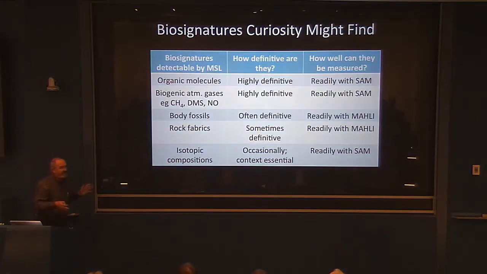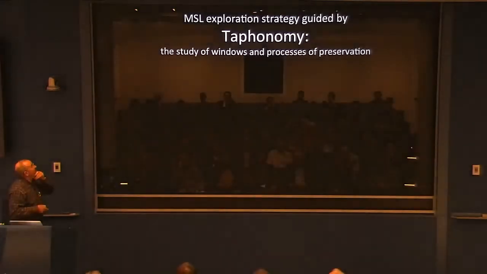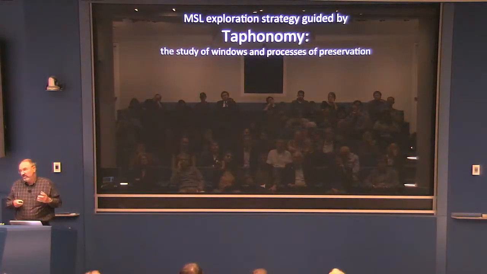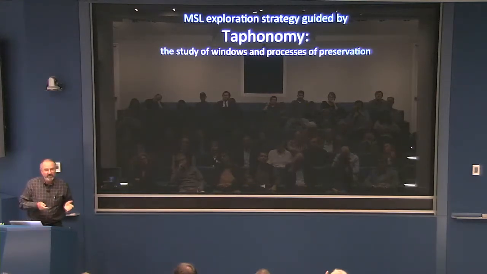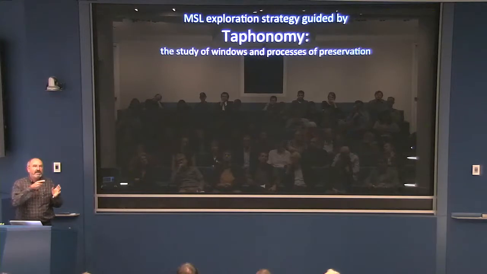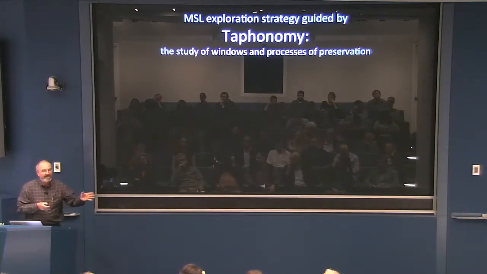So we've got to have some strategy for evaluating habitability and looking for biosignatures. And one of the things we did before the mission was launched was to make ranked lists of biosignatures and how good they are, how definitive they are, how readily they're detected using the payload. And the other strategy that's used is the science of taphonomy. Taphonomy basically is the study of windows of preservation and processes of preservation, because by selecting places where fossils or biosignatures are selectively preserved, you can improve your chances that you're going to find something.